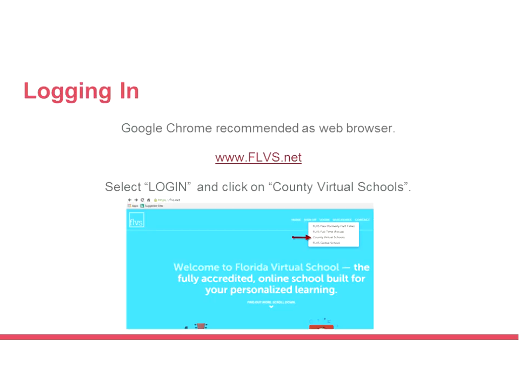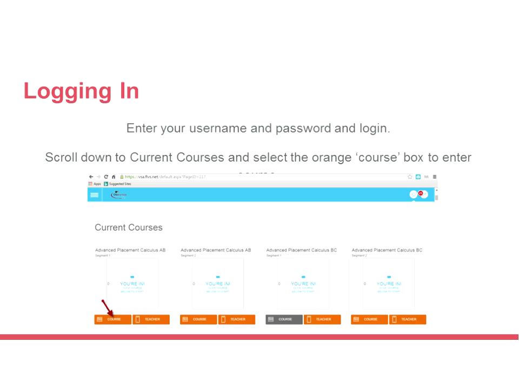To log into your course, you will go to www.flvs.net and select Login, and then click on the County Virtual Schools to get to the login page, as you can see in the picture on this slide. Then you will enter your username and password that you created when you were registering for your CVA course, and that will log you in.